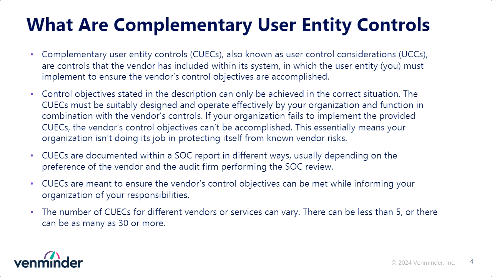CUEs are documented within a SOC report in many ways. Usually it's just depending on the preference of the vendor and the auditing firm, but they should always be called out very clearly. CUEs are meant to ensure that the vendor's control objectives can be met while informing your organization of your responsibilities. The number of CUEs for different vendors and services can vary. There can be 1 CUE or there could be 50. So it really just depends on the product or service and the vendor and how they have set up their operation.